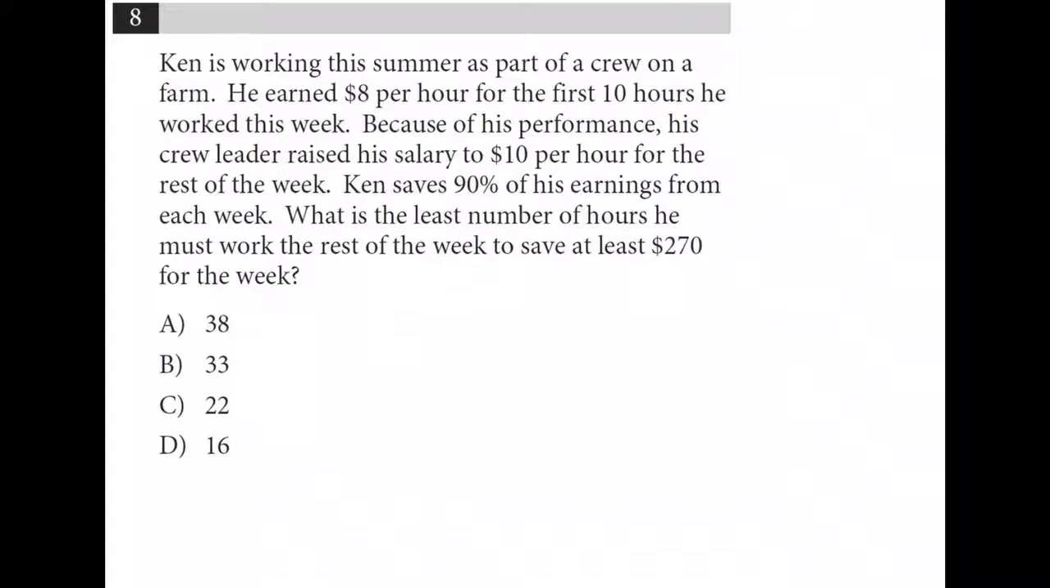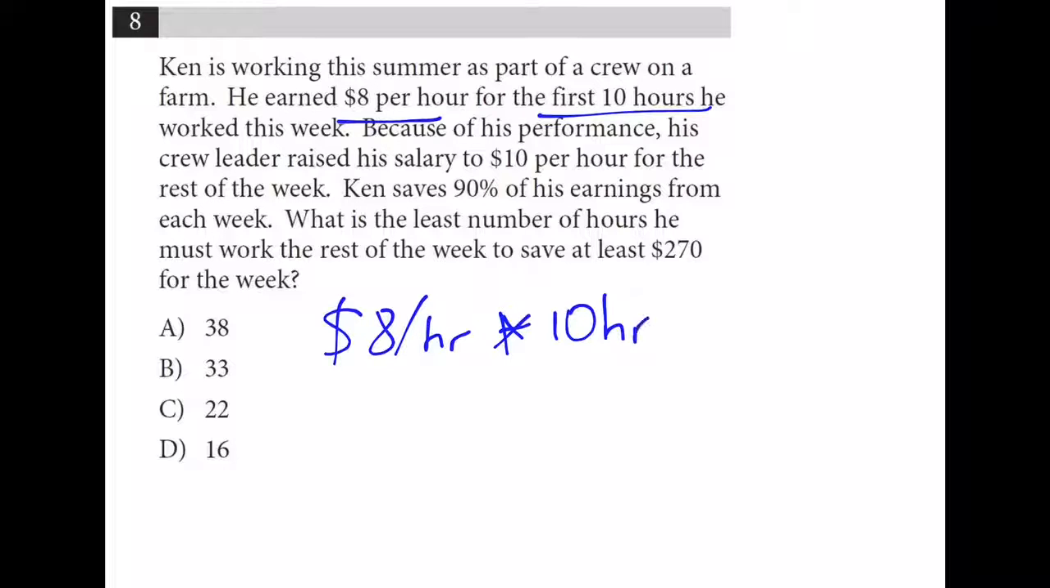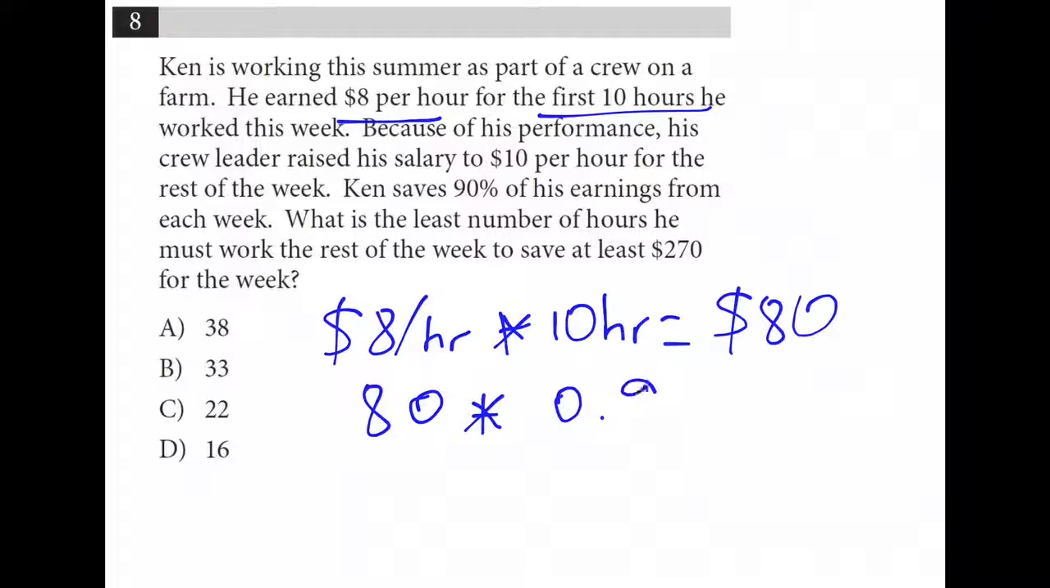So the first part of this problem shows that he earned $8 per hour, and he did this for 10 hours. So we can take $8 per hour, and we can multiply this by 10 hours. And this gives us $80. If we want to save 90% of this, well, when we convert percent to a decimal, it becomes 0.9. So how do you do 80 times 0.9?